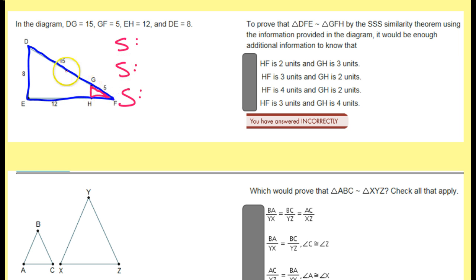So let's see. I'm gonna go small over big. So see the little 5 here? That would be the small 5, so that would be 5 over... Now the big side, this entire side, would be 20. 5 plus 15, so 5 over 20. That reduces down to 1/4, by the way. So far, so good.